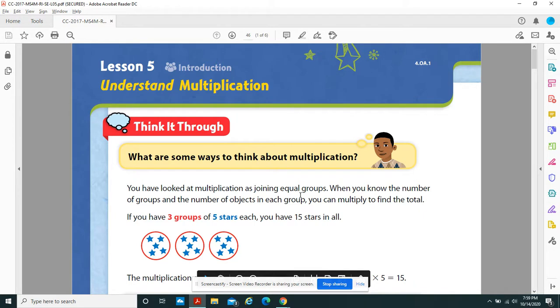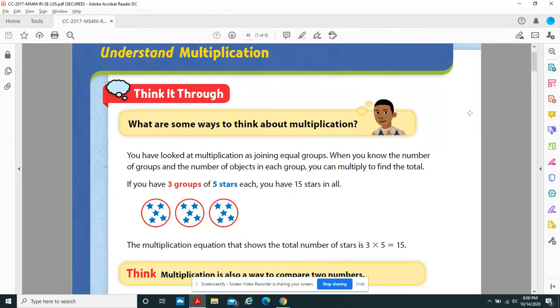Here is a mini lesson on 4.OA.1, which is understanding multiplication and multiplicative comparisons. In multiplication, you have learned that multiplication means joining equal groups.